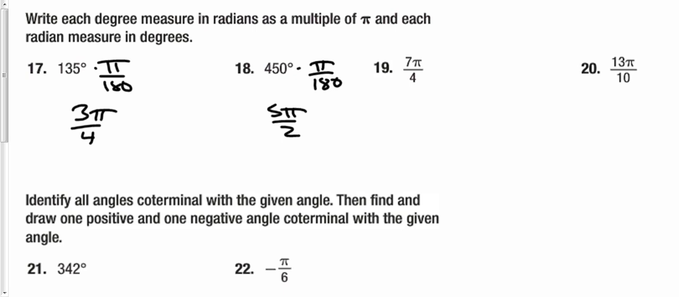For the next one, 7 pi over 4, we're going to do the opposite. We're going to multiply by 180 over pi. That's going to cancel out the pi's and leave me with my degrees, which is going to be 315 degrees. Number 20, same thing. Multiply by 180 over pi, and we're going to be left with 234.